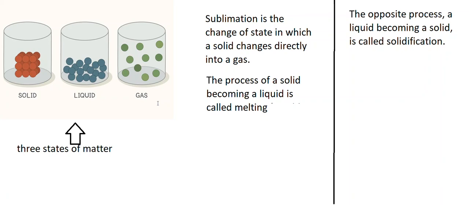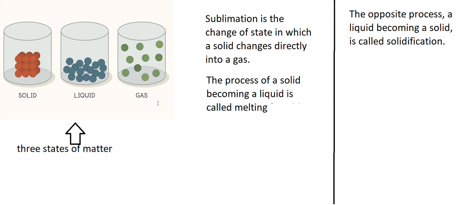So what do we call it when a solid changes into gas? Sublimation is the process. Sublimation is the change of state in which a solid changes directly into a gas. When a solid directly turns into gas, it is known as sublimation.